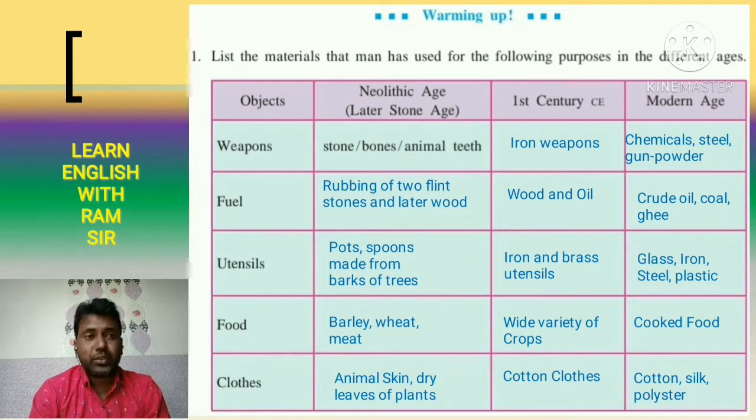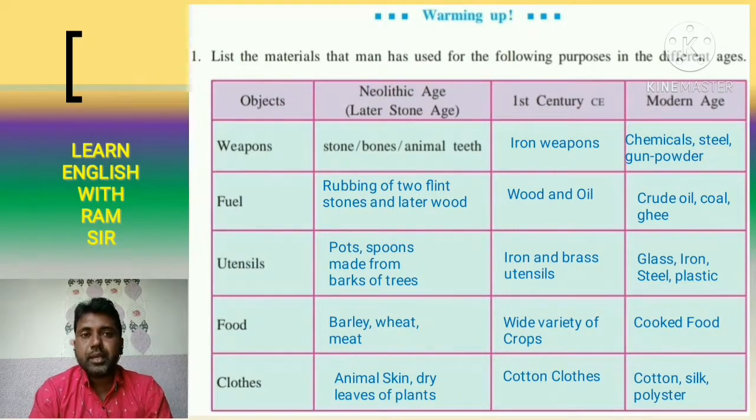And in the modern age, nowadays people are using crude oil, gas, coal, and ghee. So many things people are nowadays using as fuel. But what about the utensils? Utensils also have different categories. Because whatever utensils we are using in our homes nowadays are totally different if we compare them with the Neolithic age and the first century CE.